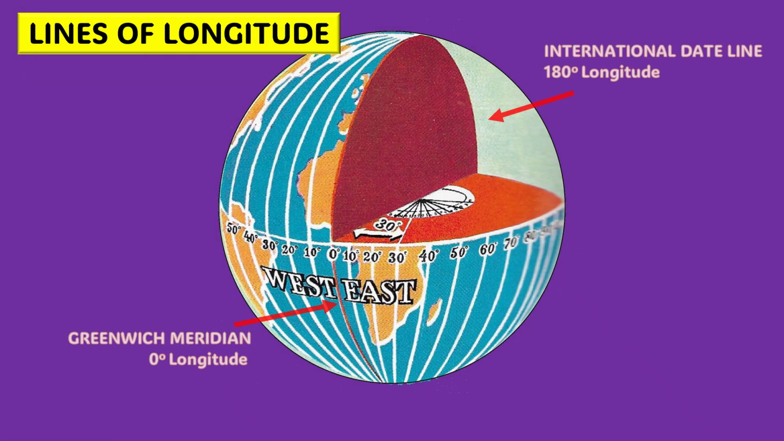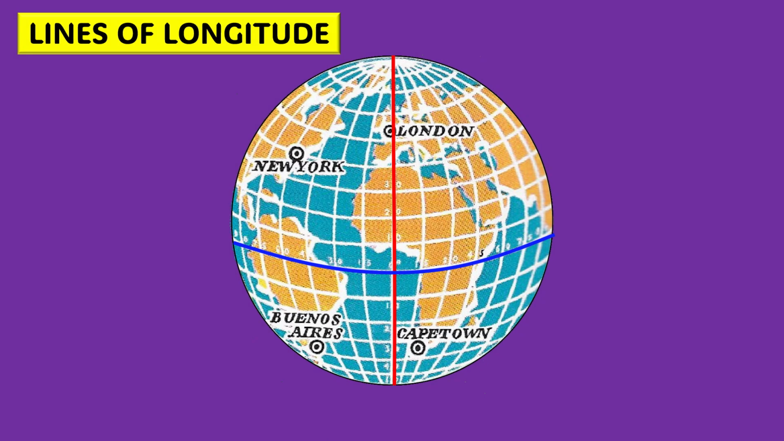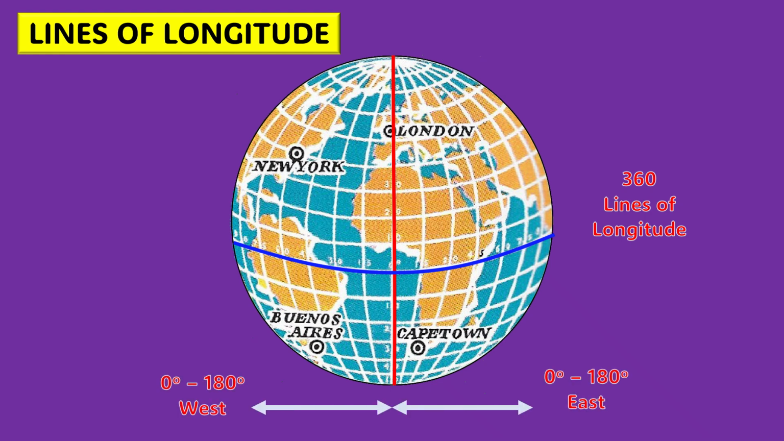The International Date Line is on the opposite side of the Earth to Greenwich meridian. Whilst Greenwich meridian is found at 0 degrees longitude, the International Date Line is found at 180 degrees longitude. The International Date Line indicates the start of a new day. There are 360 lines of longitude. There are 180 lines of longitude to the west of Greenwich meridian, and 180 lines of longitude to the east of Greenwich meridian. So, there are 360 lines of longitude.